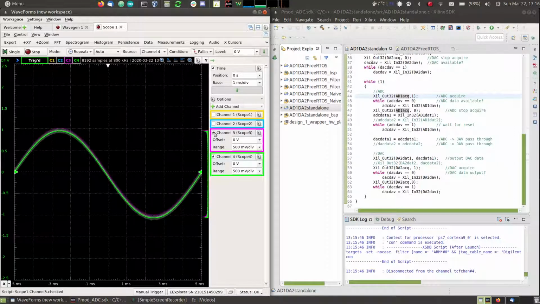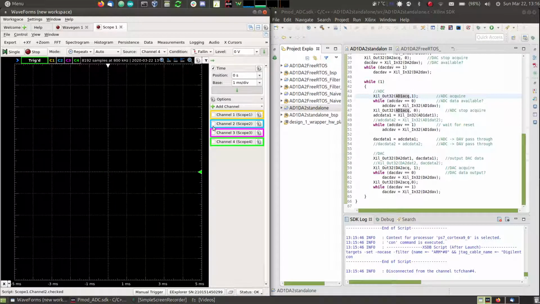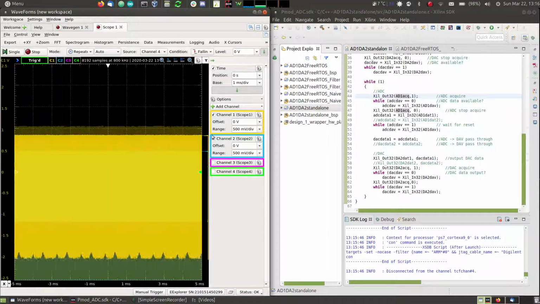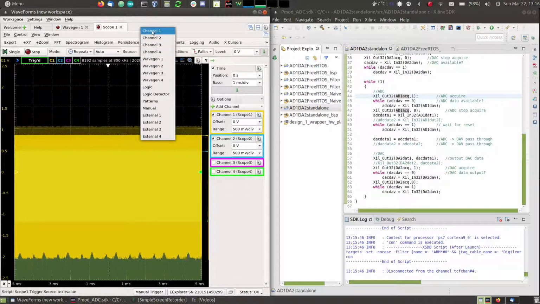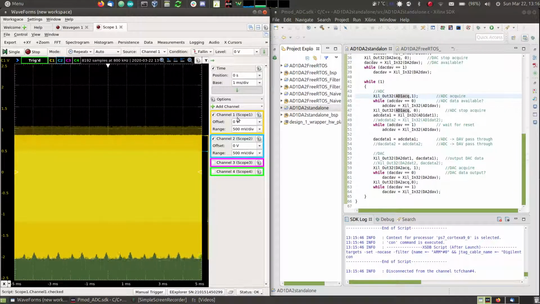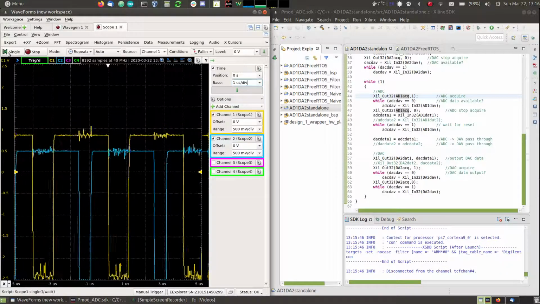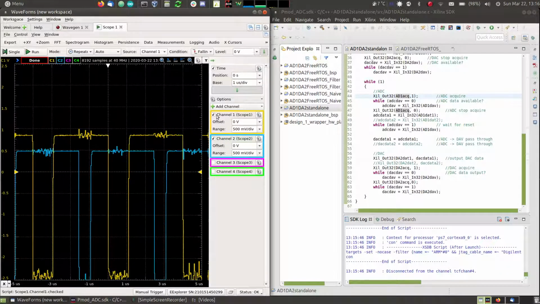So something interesting to look at is how many samples can we send in 1 second, and we can figure that out by looking at the chip select signals for the A to D and D to A. Recall that channel 1 is looking at the chip select signal for our analog to digital converter, and channel 2 is looking at the chip select signal for our digital to analog converter.